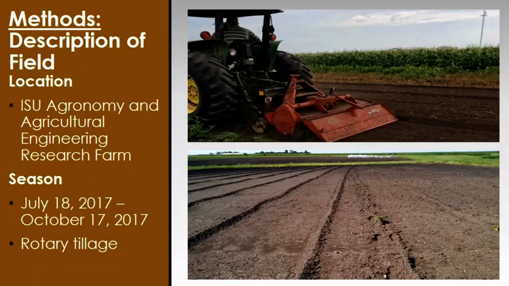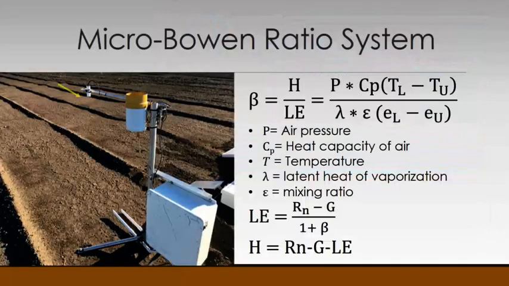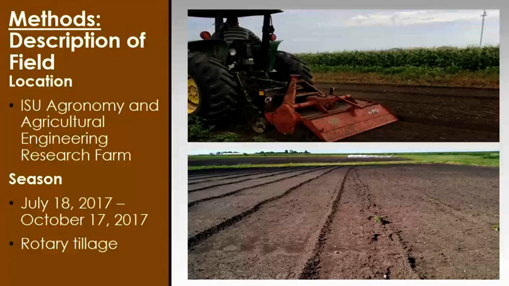To do this, we set up a plot at the Iowa State Agronomy and Agricultural Engineering Research Farm in the Clarion clay loam soil near Boone. Our season lasted from July 18th to October 17th of this past year, 2017. We used rotary tillage at our plot, and we tilled the eastern half of our field in a north and south orientation, as you can see there. Our western half was non-tilled and left effectively bare throughout the season.